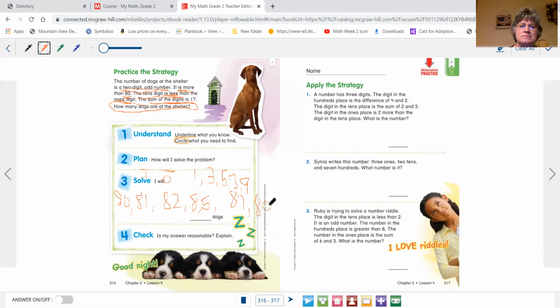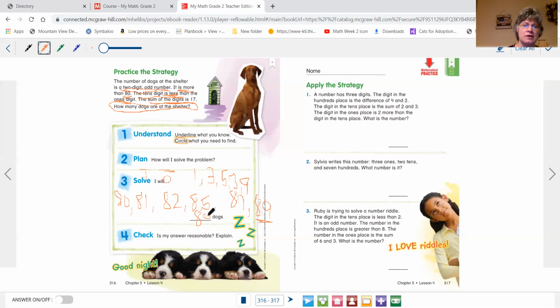89. Okay. 89. We want to add those digits together and see if we get 17. 8 plus 8, that doubles fact, is 16. Add one more. Is it 17? Yes, so we have found our answer, right? Because the 10's digit is less than the 1's digit, and the two numbers together equal 17. So we finally found our answer.